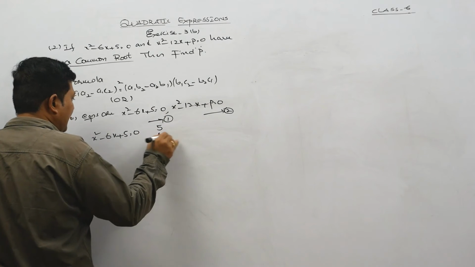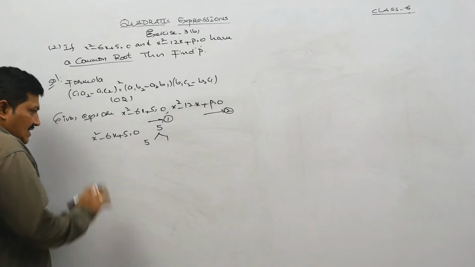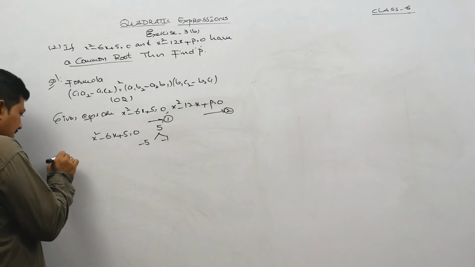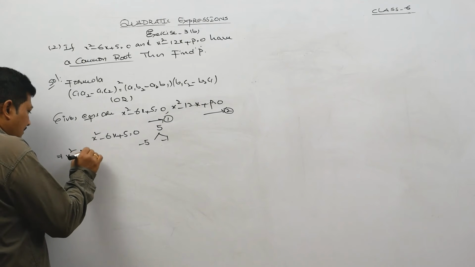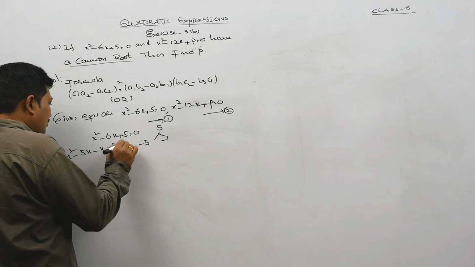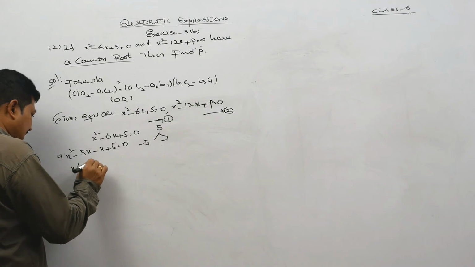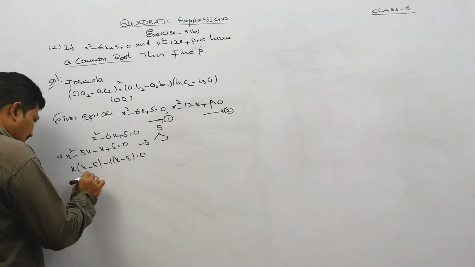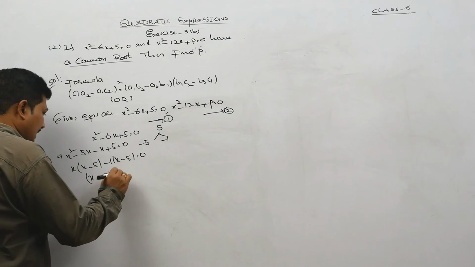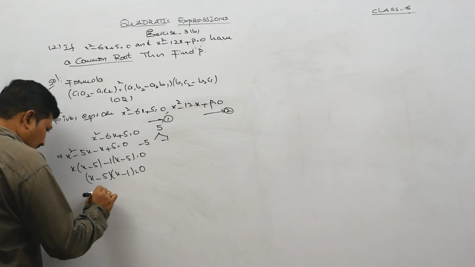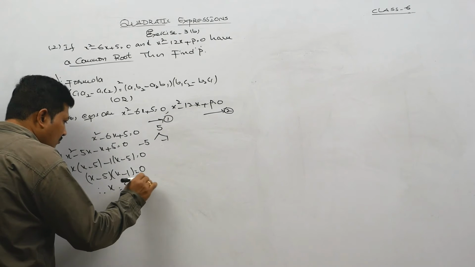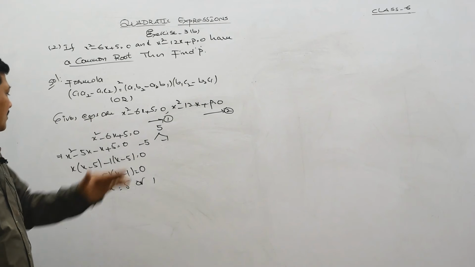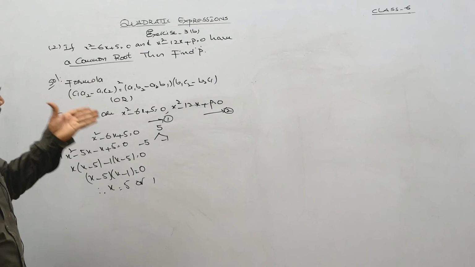So 5 can give factors, 5 ones are 5. And here you can see minus 6, minus 5, minus 1. Now this implies x square minus 5x minus x plus 5 is equal to 0. Taking x common, x minus 5, minus 1 common, x minus 5 is equal to 0. So x minus 5 into x minus 1 is equal to 0. Therefore, x is equal to 5 or 1. Now these two are having a common root. So that common root may be 5 or that common root may be 1.